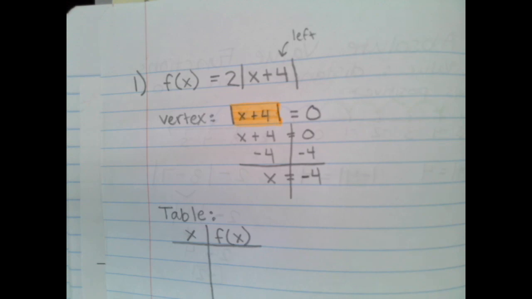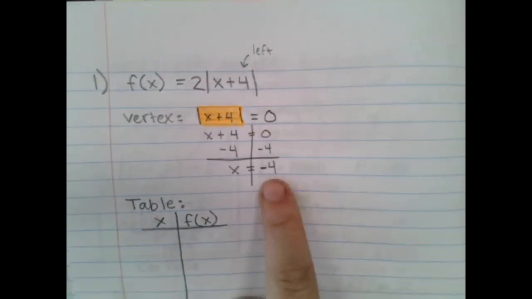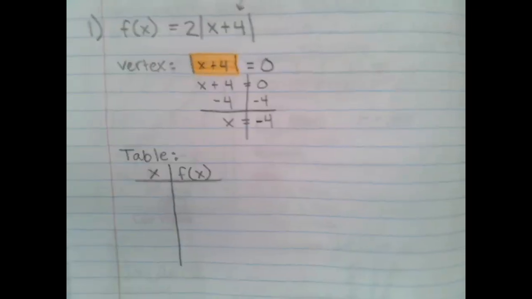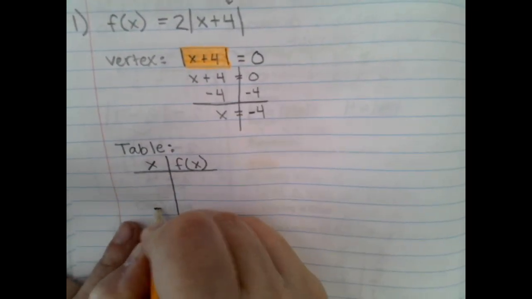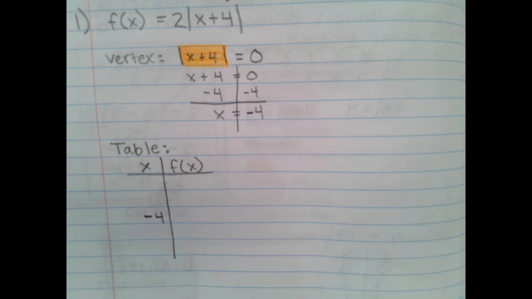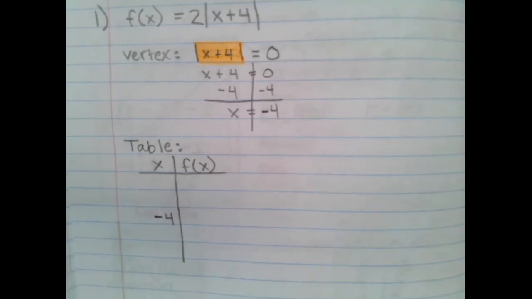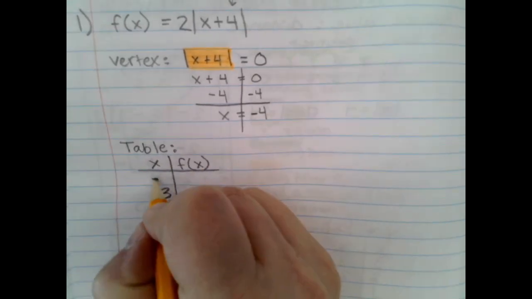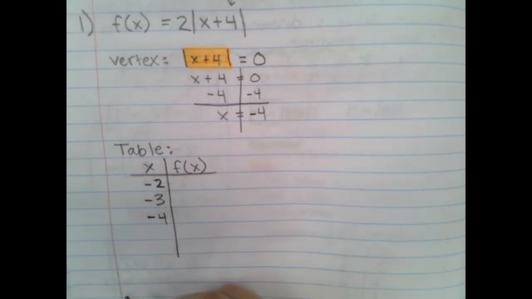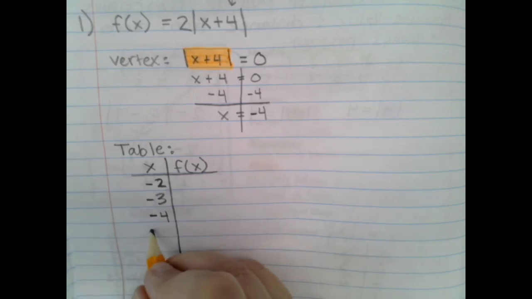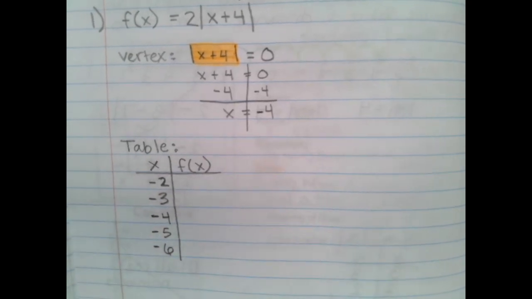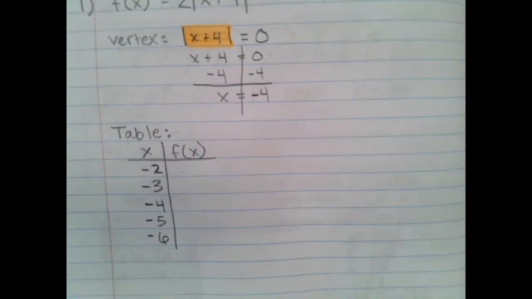Now we found our vertex is going to happen at negative 4. So when we find a vertex, do we want that to be at the beginning of a table, the middle of the table, or the end of the table? Middle, good. So I'm going to put negative 4 in the middle. And what's going to go above negative 4? Negative 3, and then negative 2. And then after negative 4 would be negative 5 and negative 6. If you had it the other way, if you did negative 5, negative 6 above, is that okay? Yep.